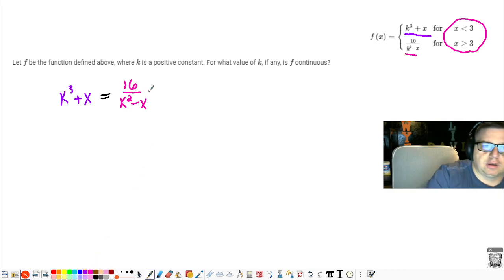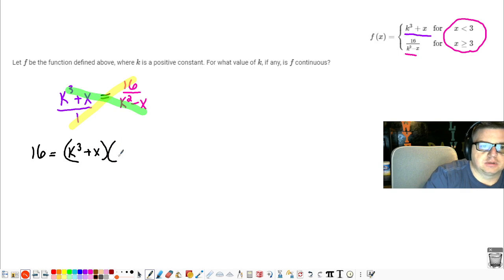So when we have a denominator, we could even put this over 1 and then cross multiply, however you want to solve it. But I think probably the easiest way is to just cross multiply this and cross multiply that. So we're going to get 16 equals k cubed plus x times k squared minus x.